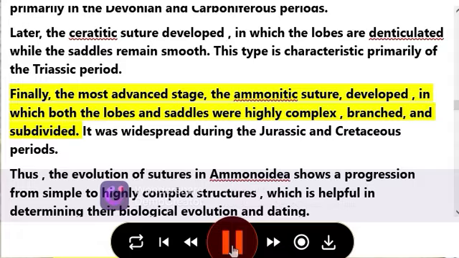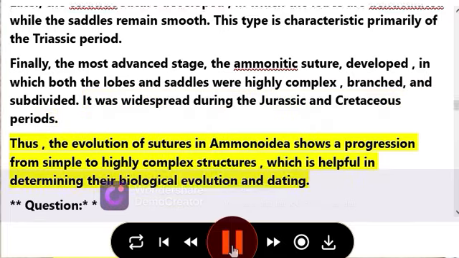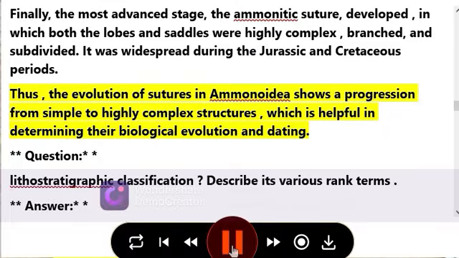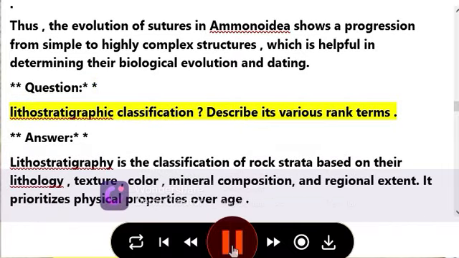Finally, the most advanced stage, the ammonitic suture, developed, in which both the lobes and saddles were highly complex, branched, and subdivided. It was widespread during the Jurassic and Cretaceous periods. Thus, the evolution of sutures in Ammonoidea shows a progression from simple to highly complex structures, which is helpful in determining their biological evolution and dating.